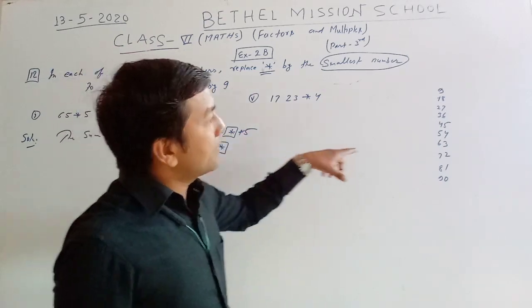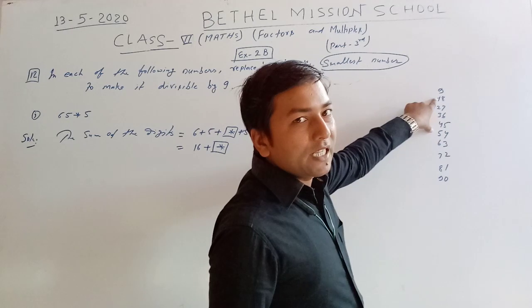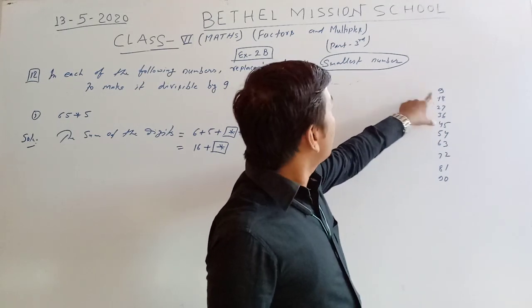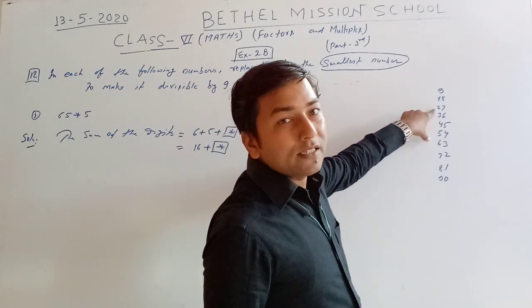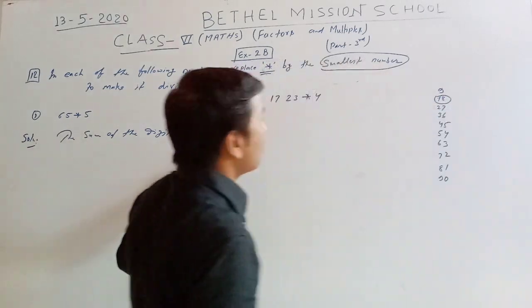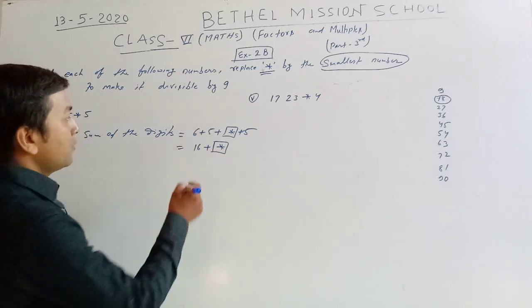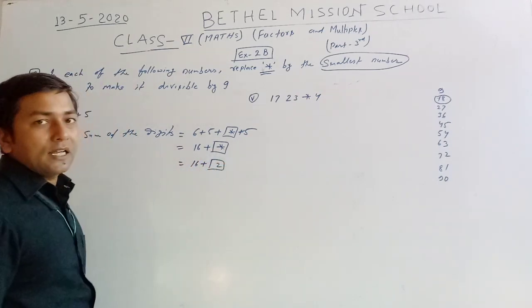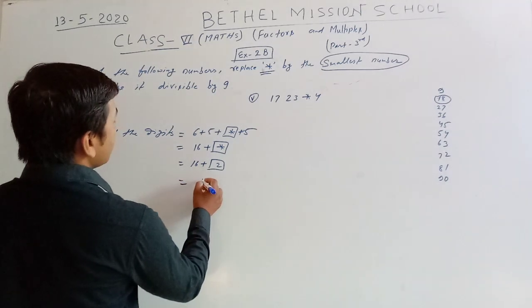So in the 9 table, you know 16 is already there. So we have to make that number 18. Okay, because we have to put the smallest number. We don't have to make 27, we have to make 18. Why? Because 16 is already there. So if we put 2 in the place of the star, then the number will be divisible by 9.